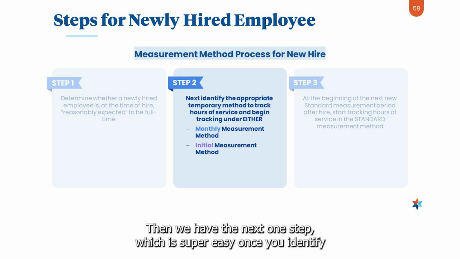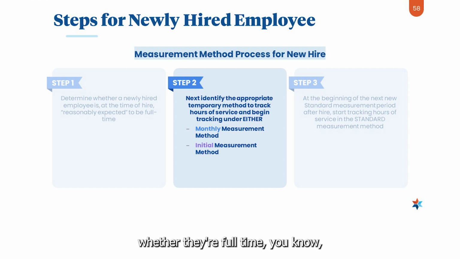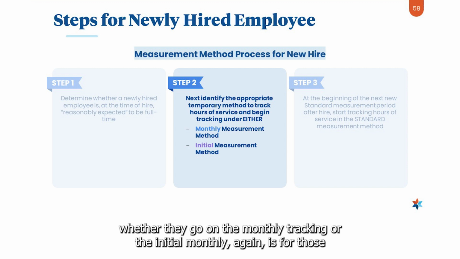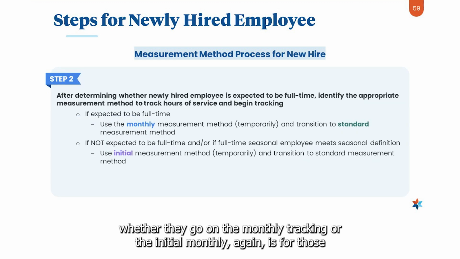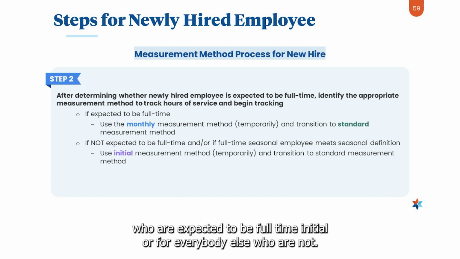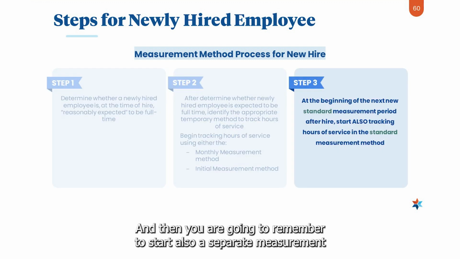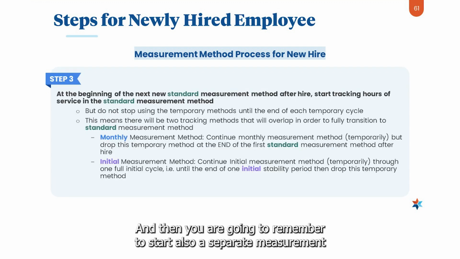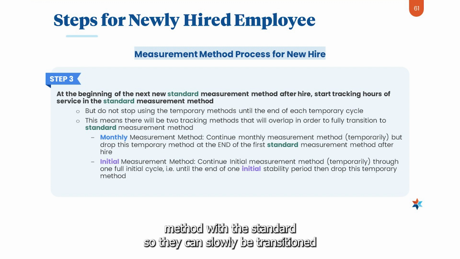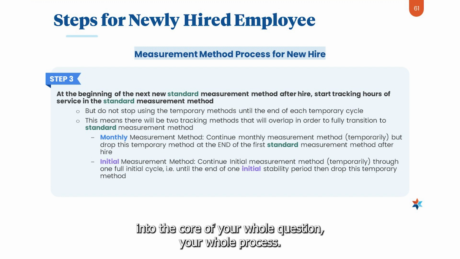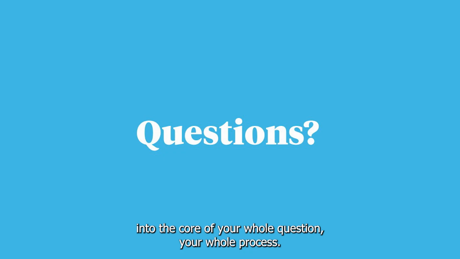Then we have the next step, which is super easy. Once you identify whether they're full-time, you know whether they go on the monthly tracking or the initial. Monthly, again, is for those who are expected to be full-time, initial for everybody else. And then you are going to remember to also start a separate measurement method with the standard so that they can slowly be transitioned into the core of your whole process.